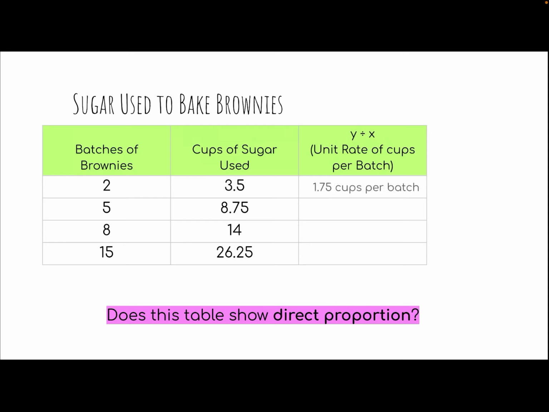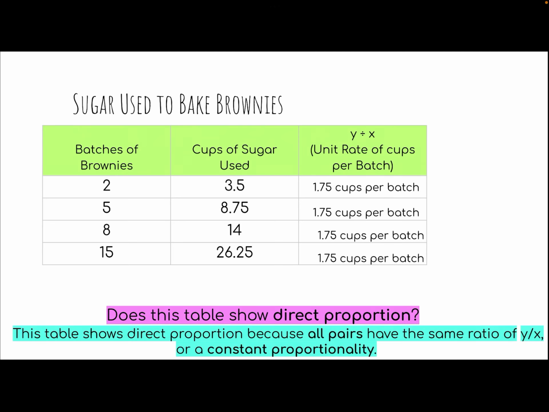All right, when we calculate the y divided by x, I get 1.75 cups per batch. In the next table entry, 8.75 divided by 5, I get also 1.75 cups per batch. 14 divided by 8 is also 1.75 cups per batch. And lastly, 26.25 divided by 15 is also 1.75 cups per batch. This table shows a direct relation or direct proportion because all pairs have the same ratio of y divided by x, or a constant of proportionality.